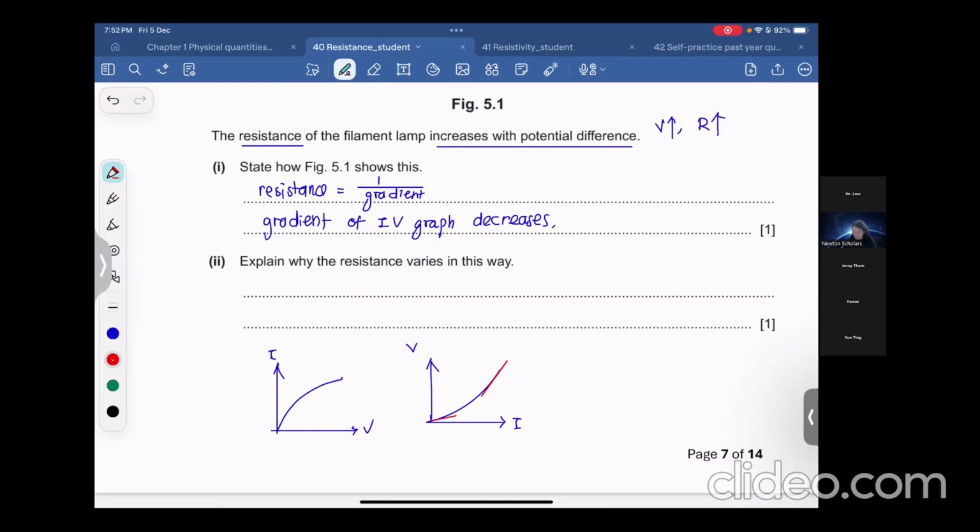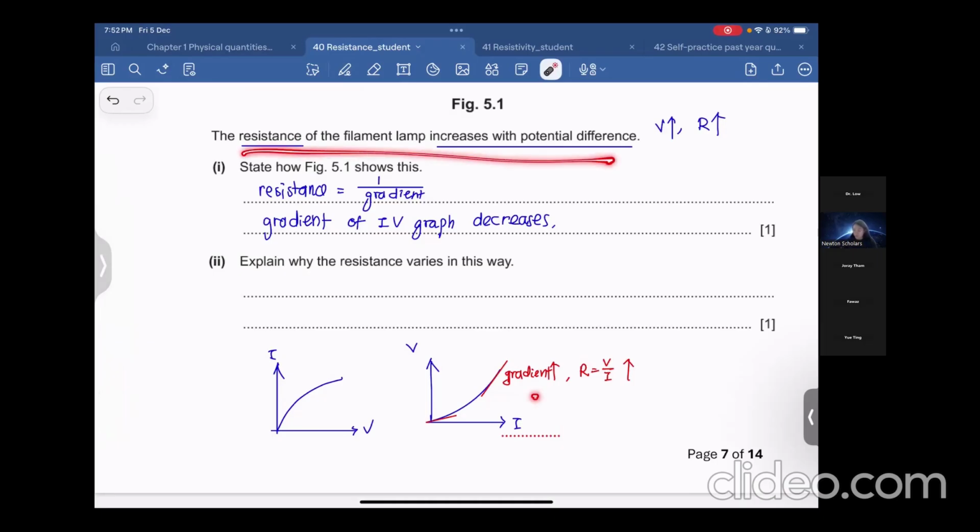Here I draw the line. So this one, the gradient increases. Your resistance is V over I. In here it increases. So if they change the axis, your graph will be different. You cannot just memorize the shape. The question might be changed. So if it is like this, the same question, and they ask you from this graph, how do we answer?